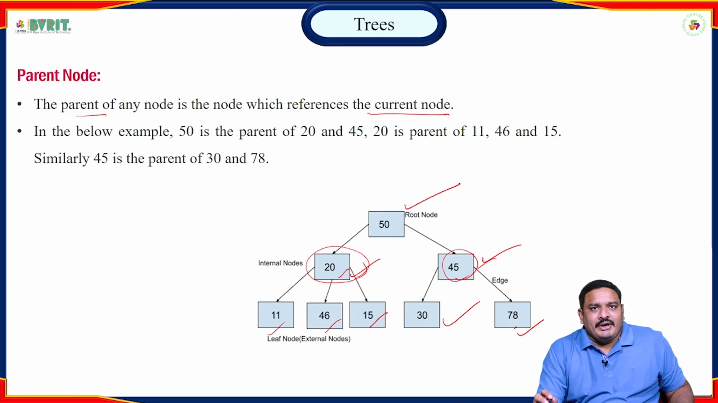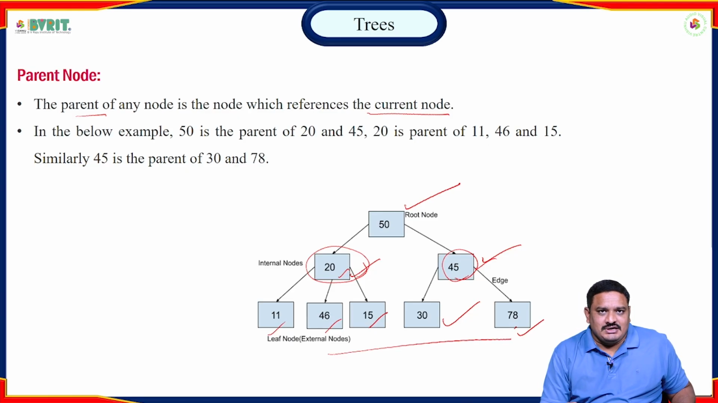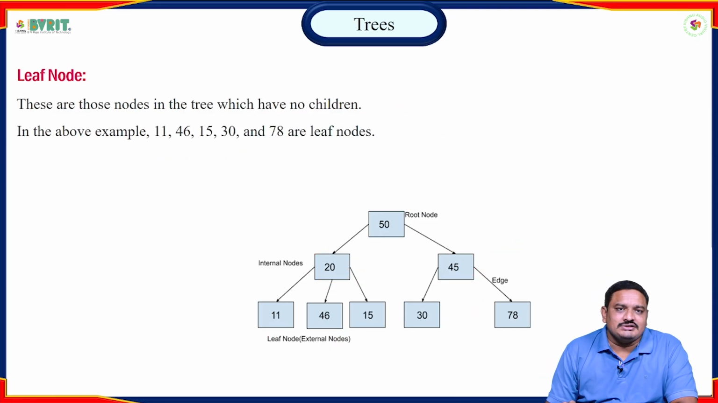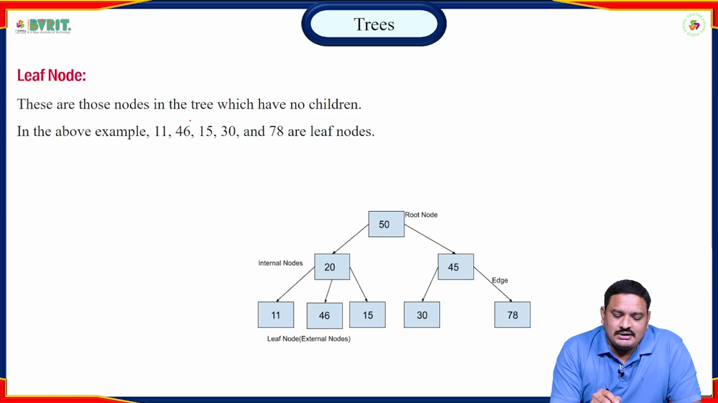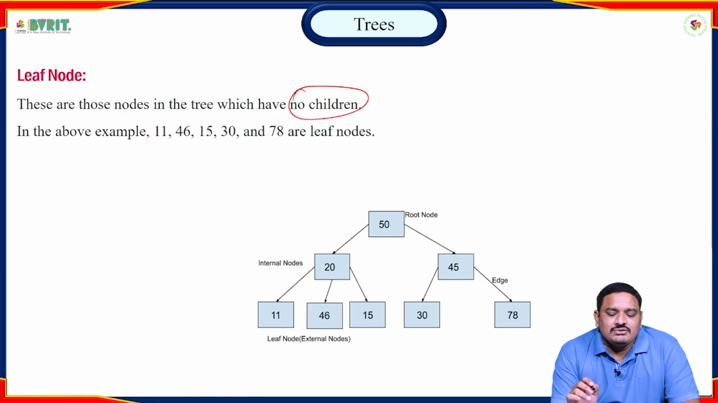This is the parent node, and also having some simple example. The next one is the leaf node. Here, these nodes in the tree which have no child node, no children nodes. If there is no children node in the tree, that node is called a leaf node.